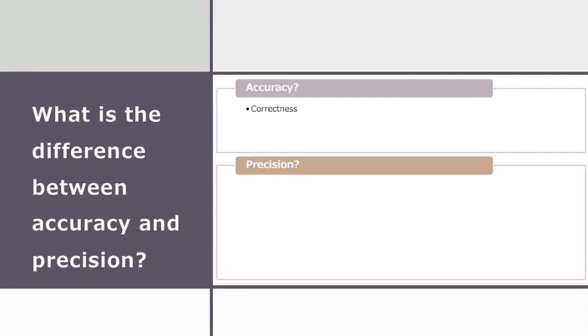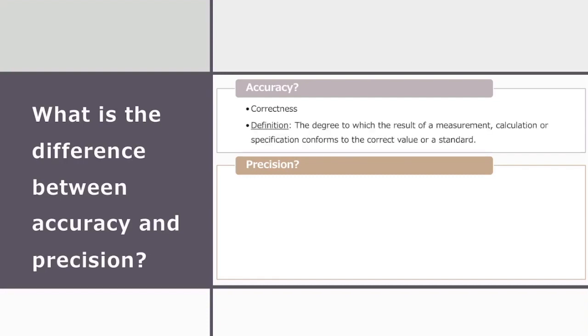So accuracy is really talking more about the correctness of something, or how close a measurement comes to the true or actual value. And the formal definition here is the degree to which the result of a measurement, calculation, or specification conforms to the correct value or to a standard.